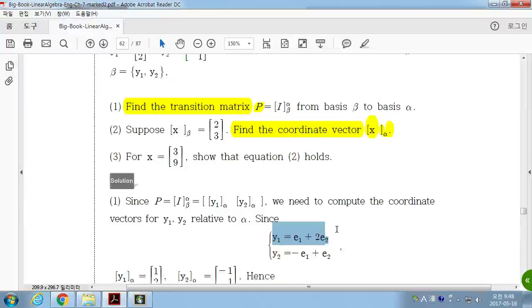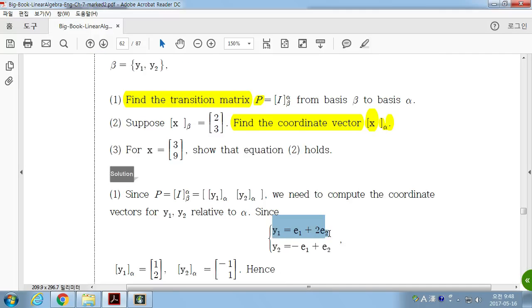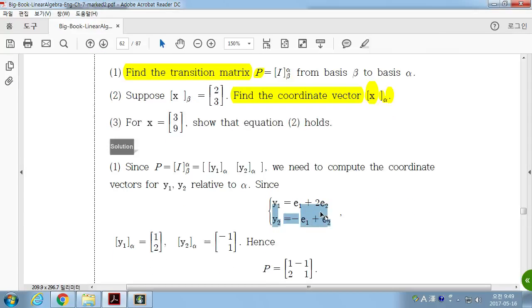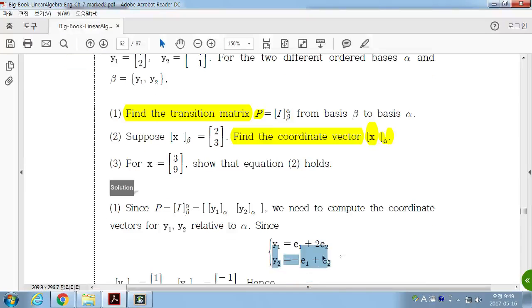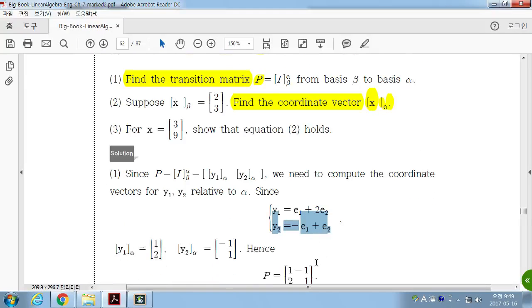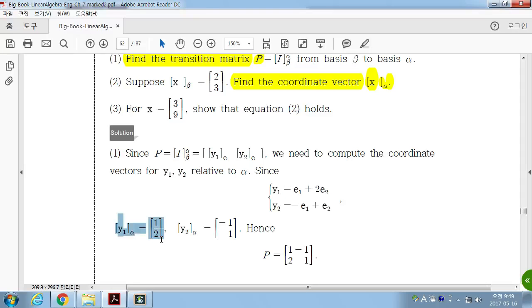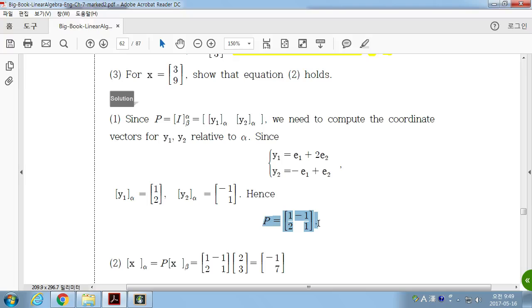Y1 is (1, 2). It's 1 times E1 plus 2 times E2. And what's the Y2? Y2 is minus 1 times E1 plus 1 times E2. Okay? So what's the coordinate vector of Y1 with respect to alpha? That's (1, 2). What's the coordinate vector of Y2 with respect to alpha? It's (-1, 1). Isn't it? So this P matrix is what? The first column here, second column here.